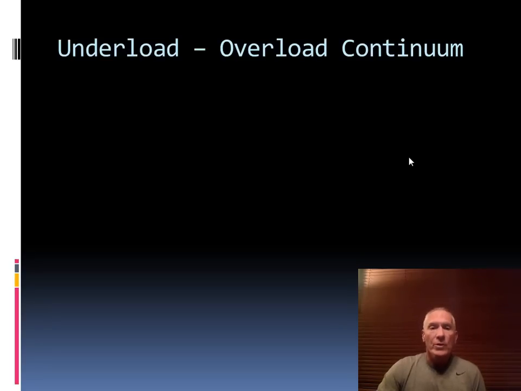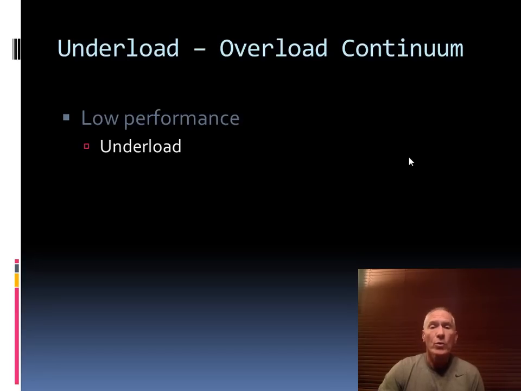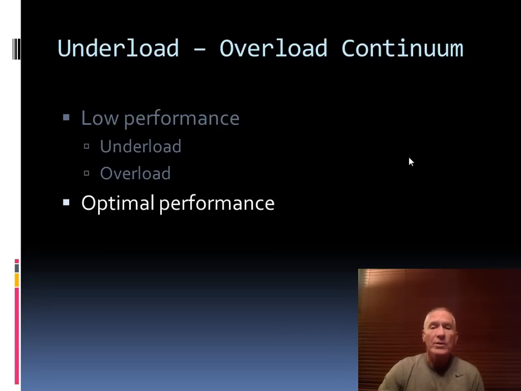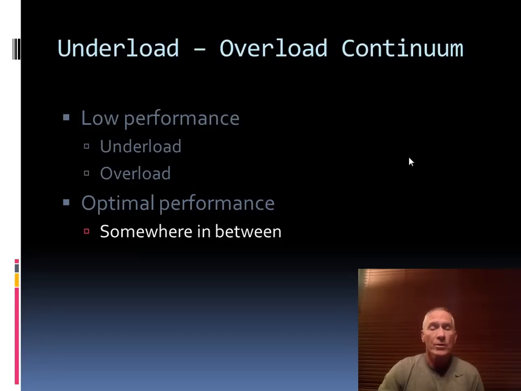One thing to consider about stress is what we call the underload overload continuum. Low performance can occur if we're underloaded. In other words, if we're not stressed sufficiently. It can also occur if we're overloaded, if we have too much stress. And obviously, optimal performance is somewhere in between. We want a sufficient load or stress to create growth or improvement or adaptation, but we also don't want so much stress that we cannot grow, strengthen, or adapt.